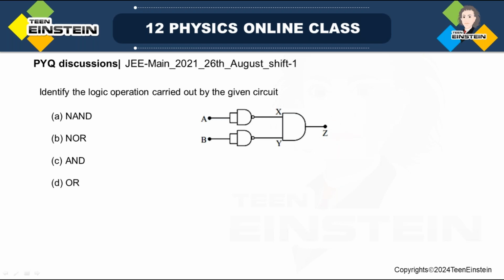Now let us identify the logic operation carried out by this given circuit. So there are four options: NAND, NOR, AND or OR. So let's not remember anything. So this is A bar, right? And this is B bar. This is again AND. So A bar and B bar. All right, so this will be A bar and B bar.